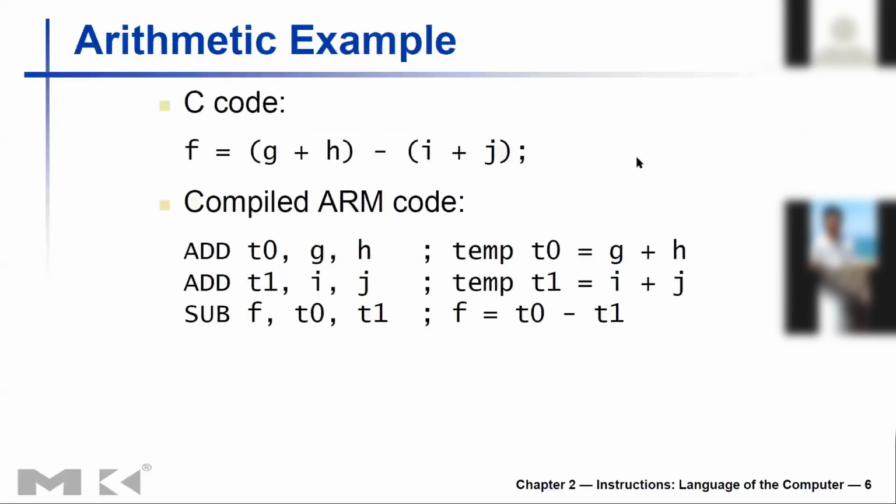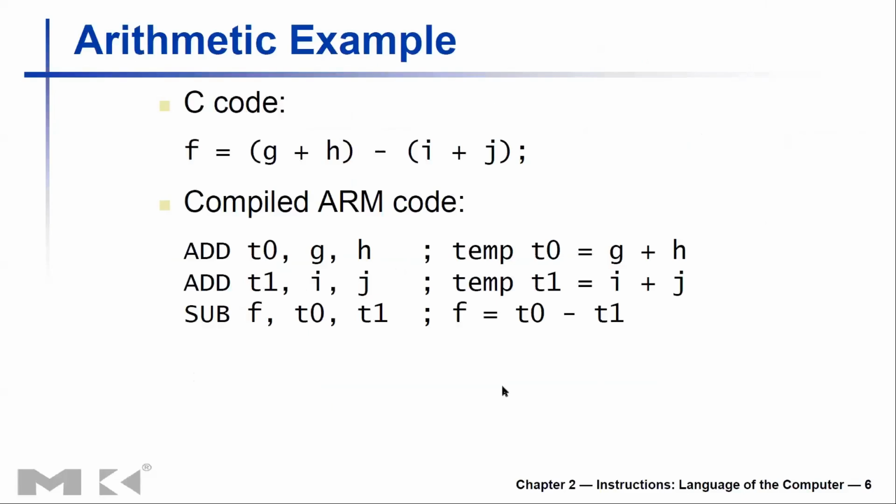Now here you can see an example of an arithmetic operation. Here you can see C code written to calculate something. That something is g plus h minus i plus j. And in C, you can easily write this line of code to get this calculation done: f equals g plus h minus i plus j.